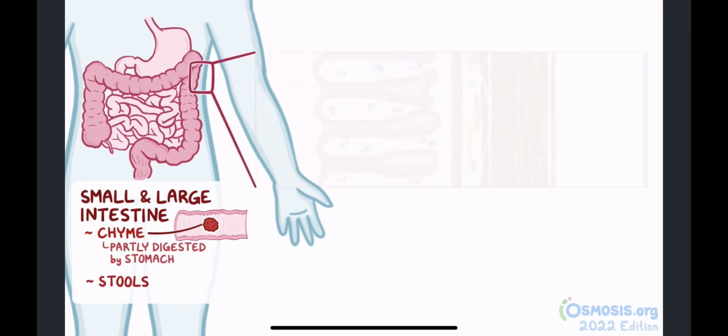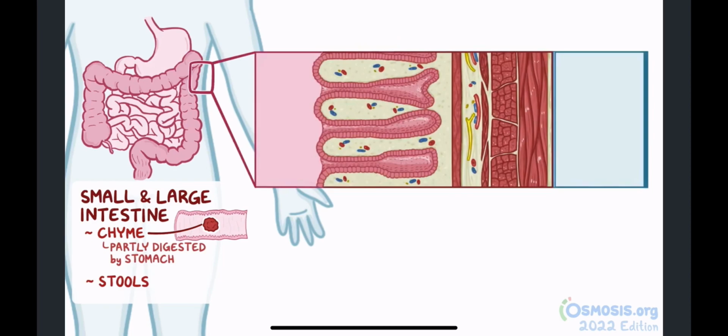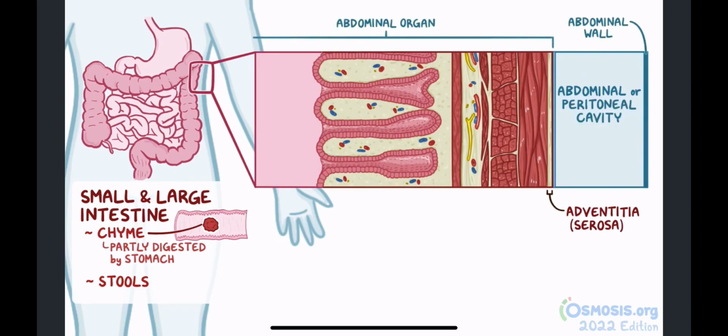Now if we zoom into a cross-section of the intestinal wall, it's lined by 4 layers of tissue. First, there is the adventitia, or serosa, which is the outermost layer that faces the abdominal or peritoneal cavity. This is the space between the abdominal wall and the abdominal organs, and it's lined by a peritoneal membrane that contains a thin film of serous fluid.